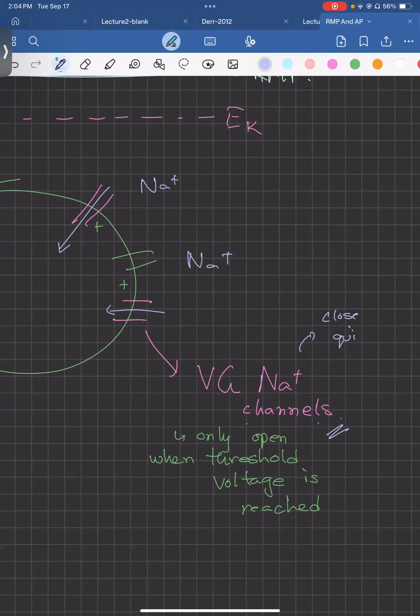Another thing that happens around this time is that some potassium channels also open. There are some voltage-gated potassium channels in the mix. Funnily enough, they also open at threshold. Actually, I would say they are triggered to open at threshold. So they're triggered to open when the threshold voltage is reached, which is around here.